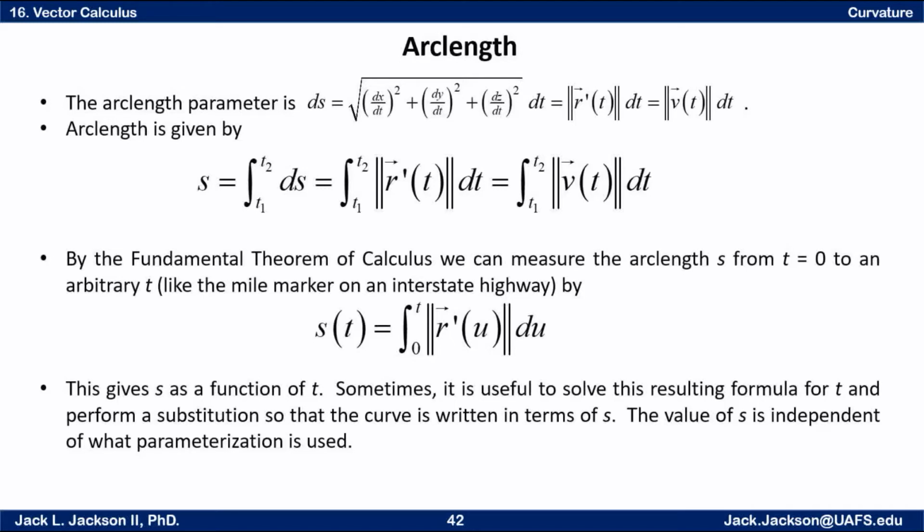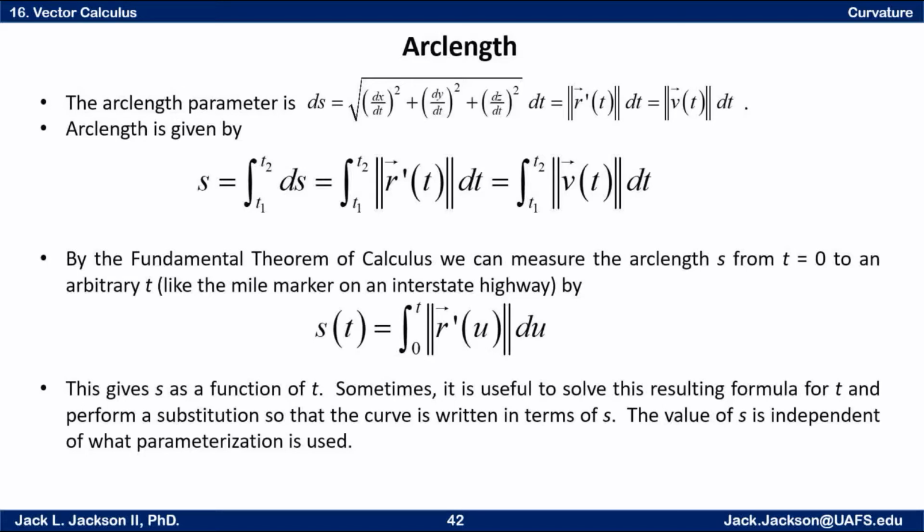Of course, r'(t) is also known as the velocity vector. So ds is just the norm of the velocity vector dt, or in other words, the norm of the derivative of r dt. So the arc length s for some curve given from some t1 to t2, different values of our parameter, is just integrating ds over those intervals, which in terms of t is integrating from t1 to t2 of the norm of r'(t) dt, or in other words, the norm of v(t) dt, integrating from t1 to t2.